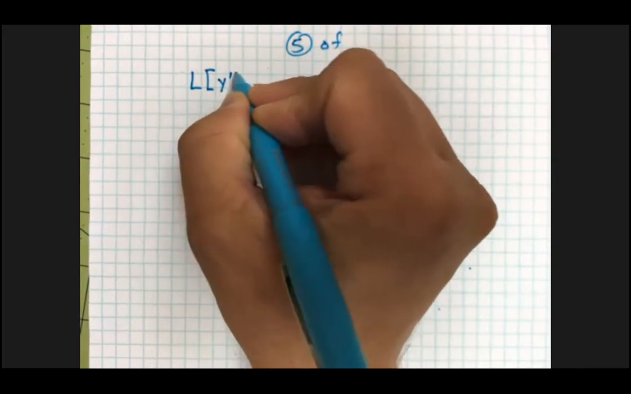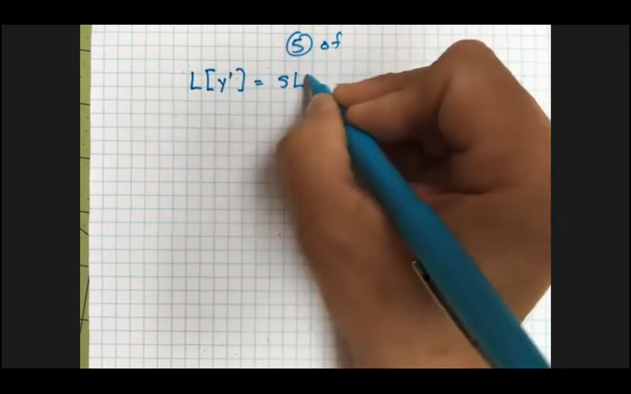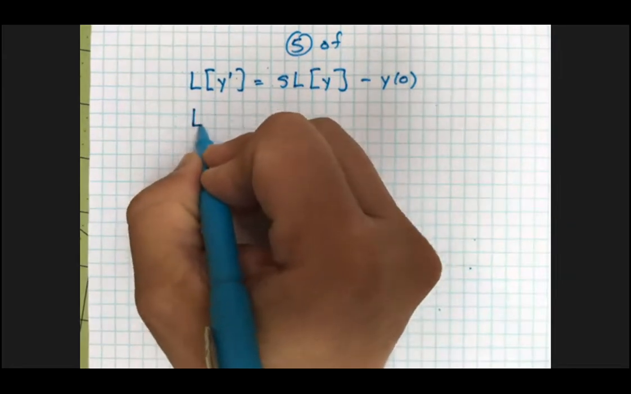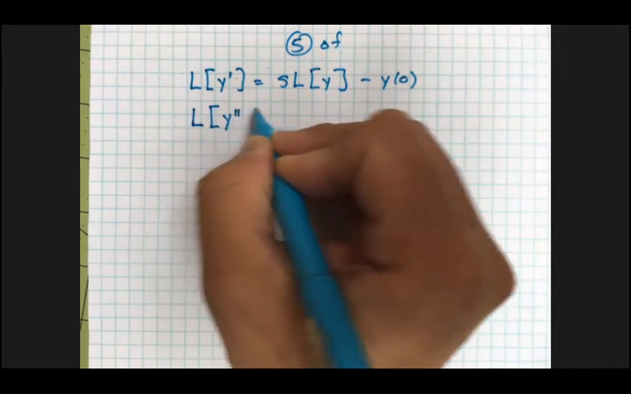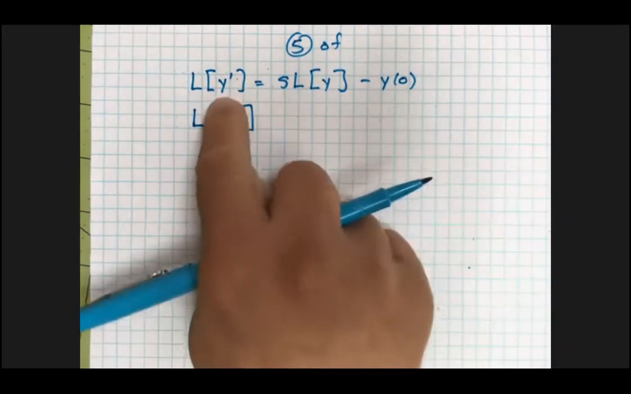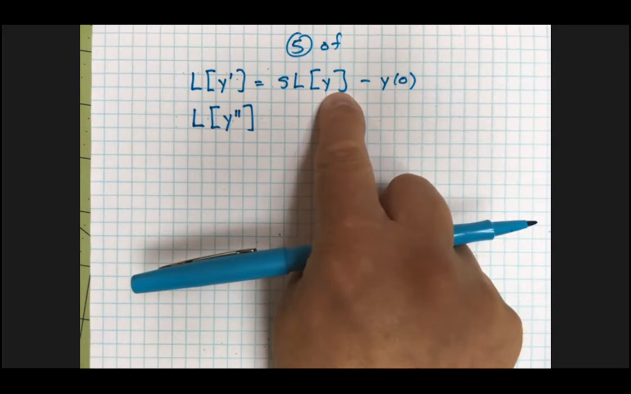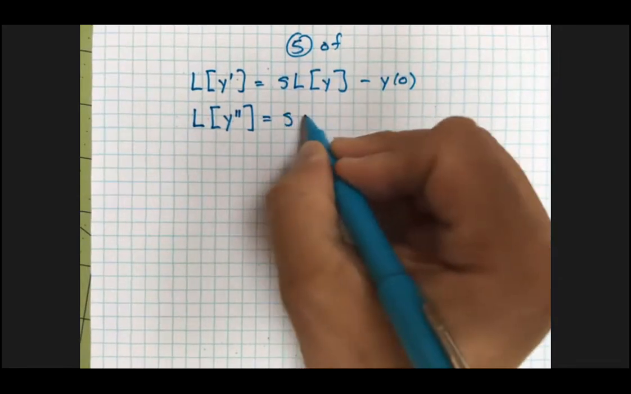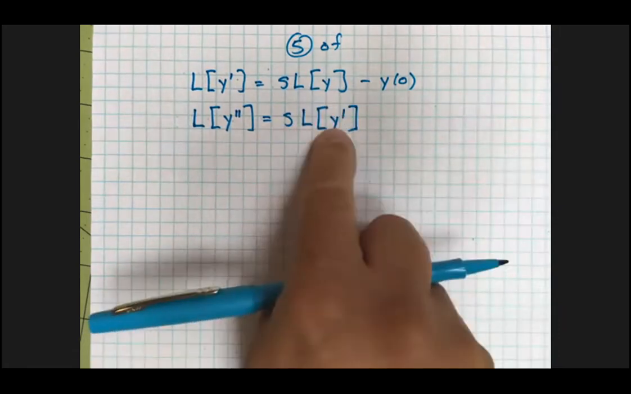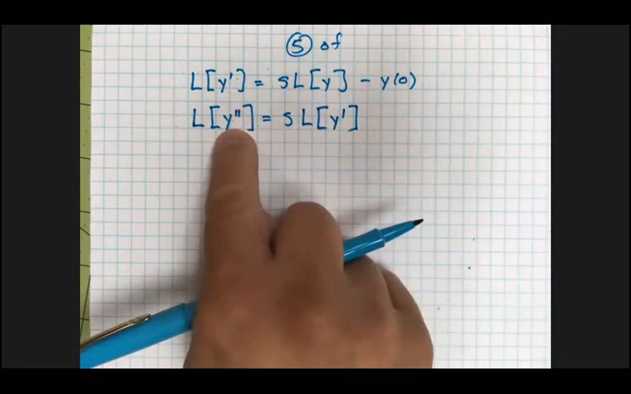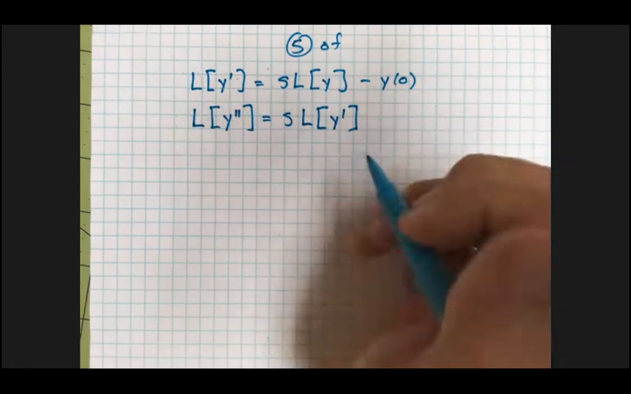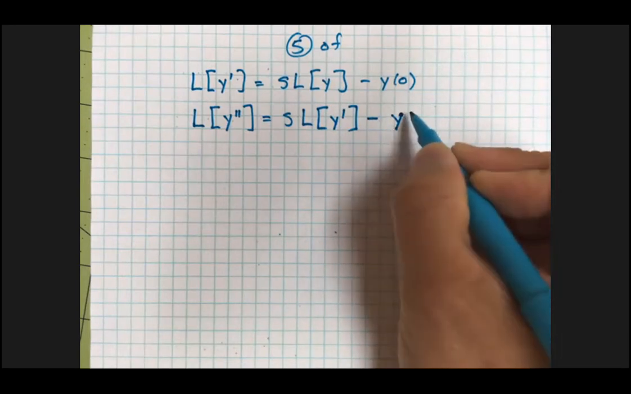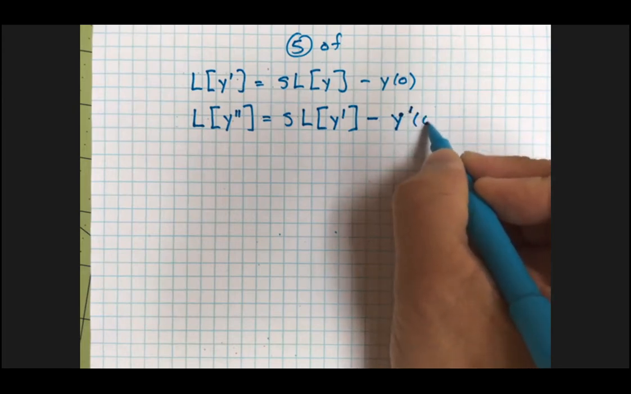L of y prime is S L of y minus y of 0. Let's try to take that to the second level. What's L of y double prime? What about two derivatives? Just follow this form. According to this form, it is S times the Laplace transform of one derivative, because the derivative of y prime is y double prime. I'm just following this form, kind of iterating it, recursively iterating it. But what do I have to subtract? I have to subtract y prime at 0.